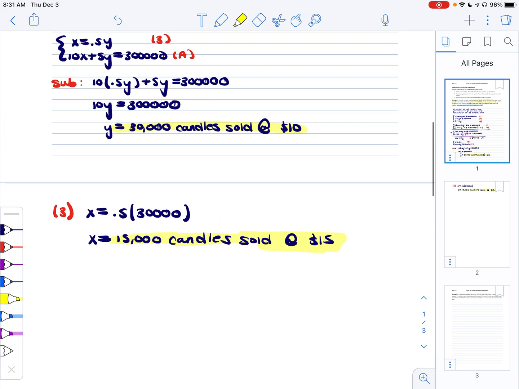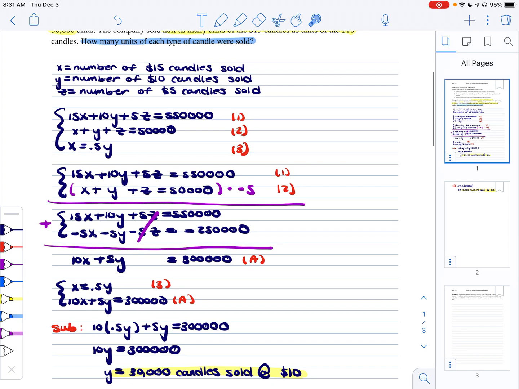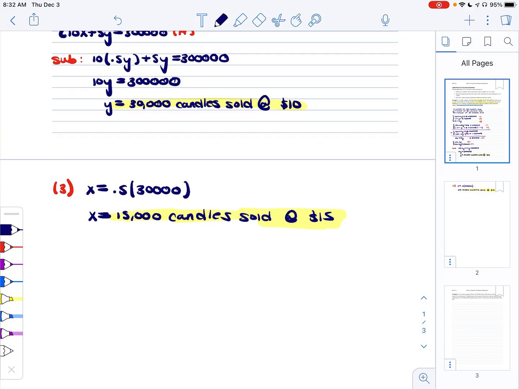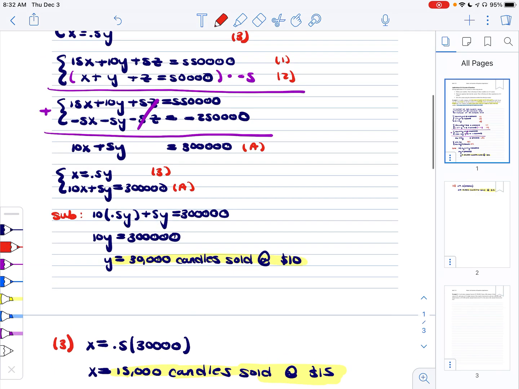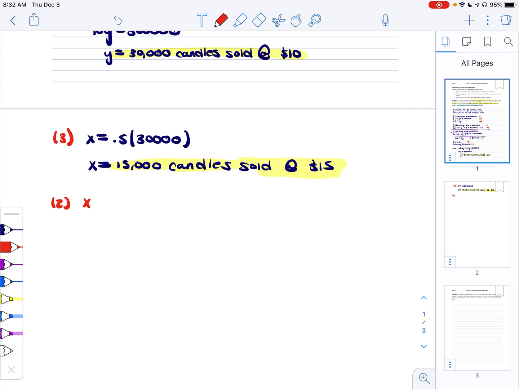All right, and then lastly, we need our z. So going back to one of our original equations, this time we can't go back to equation 3 because it doesn't even have a z in it. So we have to use either our equation 1 or 2, plug in what we know for the x and the y, and solve for z. I think probably equation 2 looks a little bit easier to work with. So our equation 2 was just x plus y plus z equals 50,000. Let me just write that down here.